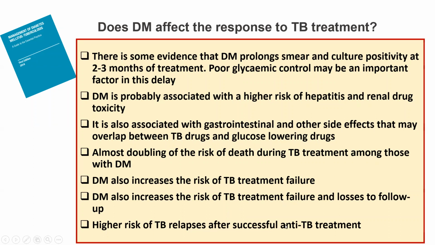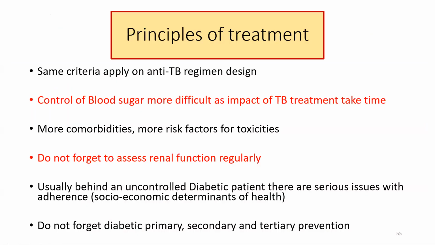There is also a higher risk of TB relapse after successful anti-TB treatment. The relapse rate is very high for those patients because of the presence of diabetes. Now, the principle of treatment when you have patients with diabetes and DRTB is that the same criteria apply to the anti-TB regimen design. It's your short and your long regimen. The control of blood sugar is more difficult, as the impact of TB treatment takes time. Those are some of the things you need to look at in terms of control.